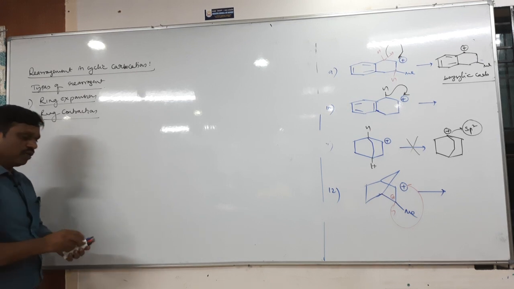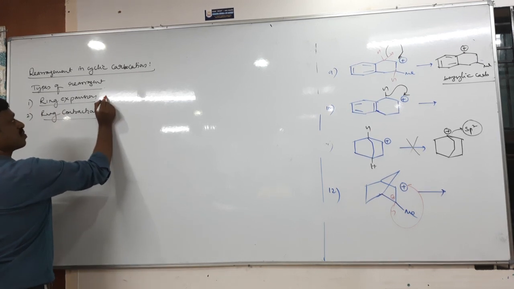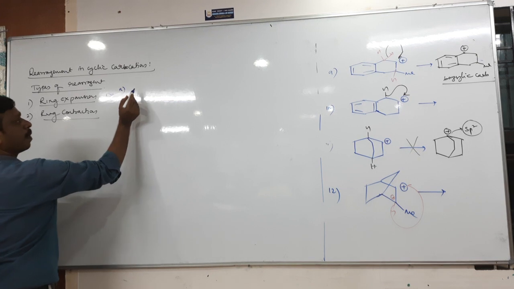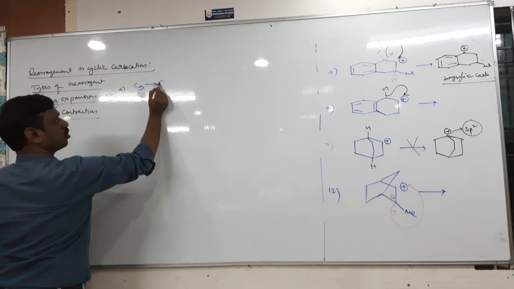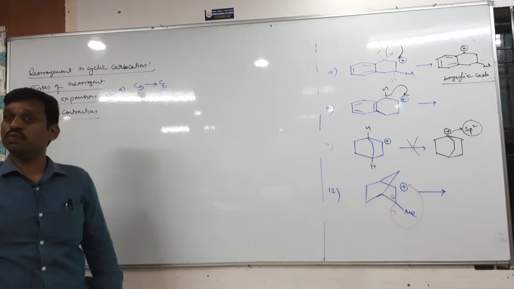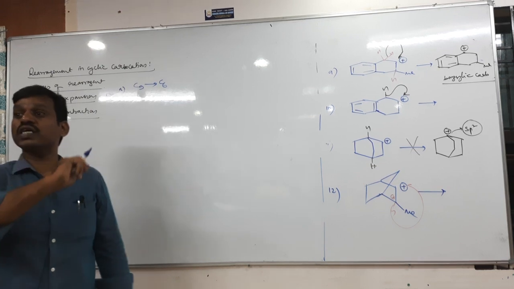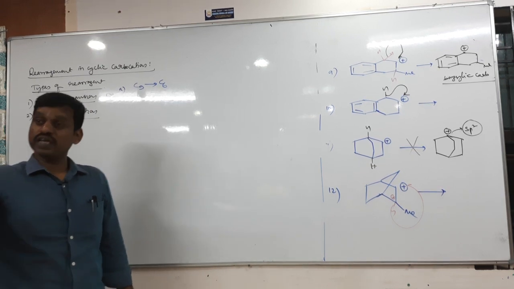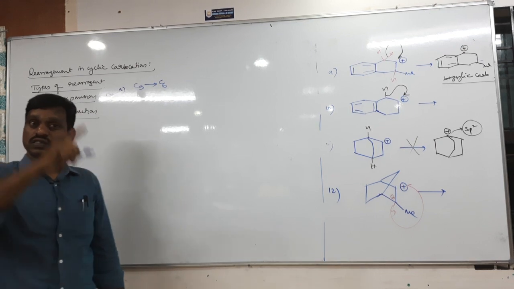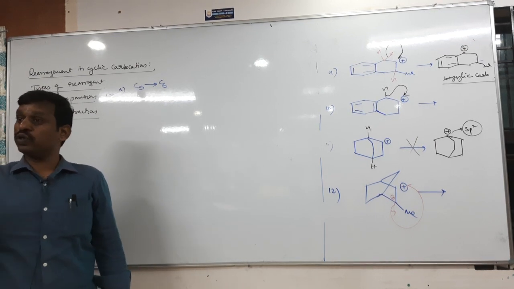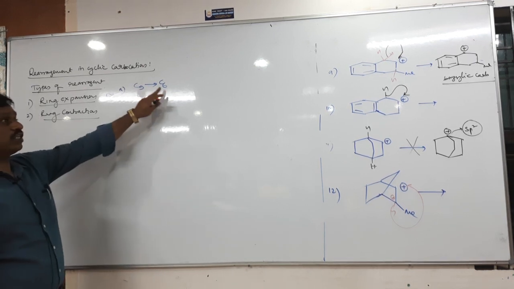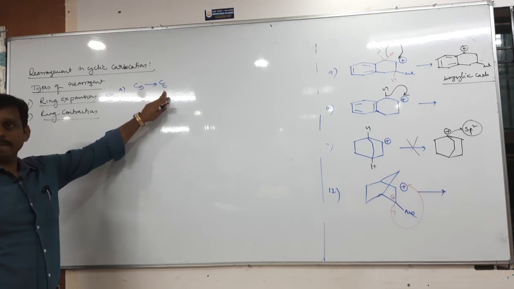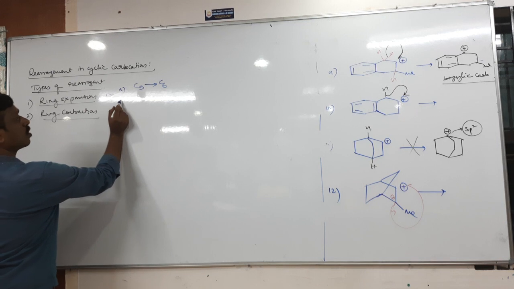Here we have only two examples. First one is A. In ring expansion, a 5-membered ring usually converts into a 6-membered ring, because the 6-membered ring is most stable. We have studied its puckered conformation, that is the chair conformation. In the chair conformation, it has 6 equatorial and 6 axial hydrogens. Due to equatorial and axial hydrogens, the 6-membered ring becomes most stable. That's why C5 converts into C6. This is one possibility. Okay, next is B.